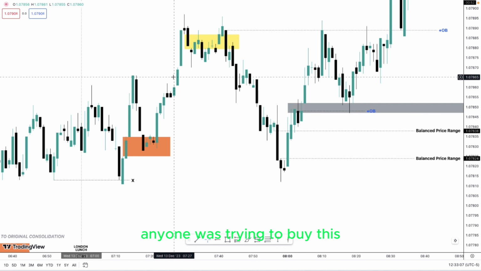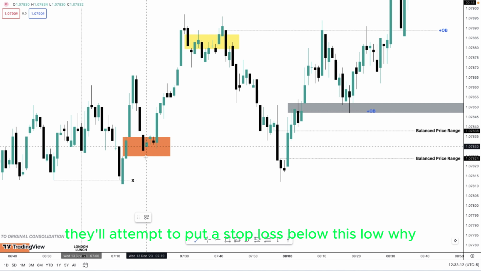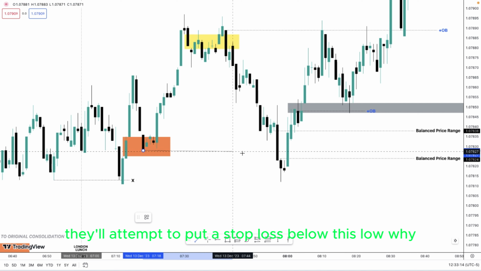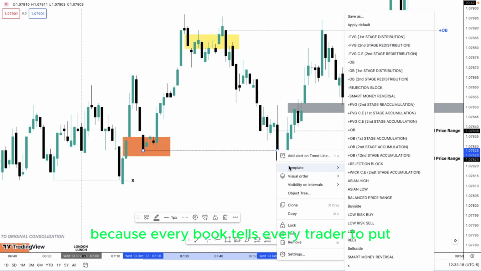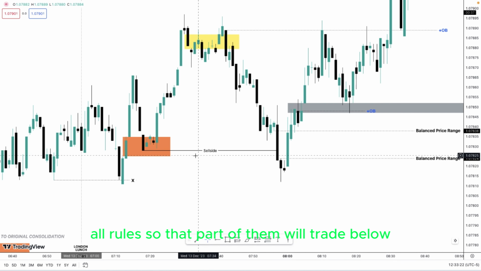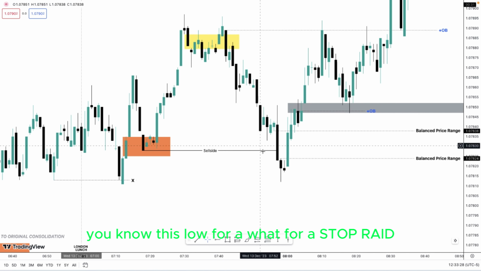Anyone who's trying to buy this, when they see this low, they'll attempt to put a stop loss below this low. Why? Because every book tells every trader to put the stop loss below all lows. So the algorithm will trade below this low for a what? For a stop raid.